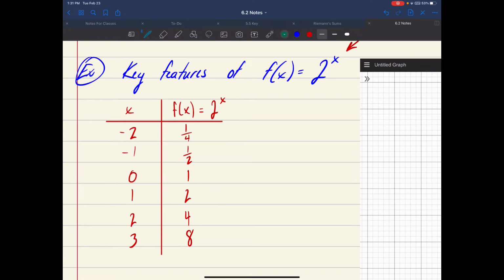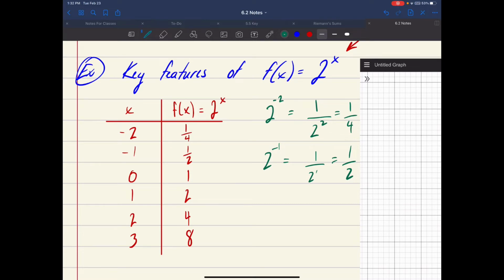We plug in a -2, we get a 1/4. And the reason for that, there's a property that we need here. So 2 to a negative number, or anything to a negative number, is the same thing as 1/2 to the positive of that number. So this would just be 1/4. So that's going to be how that is for all of these. So if we plug in a -1, this would be 1/2 to the 1, or 1/2. So negative exponents are just fractions.